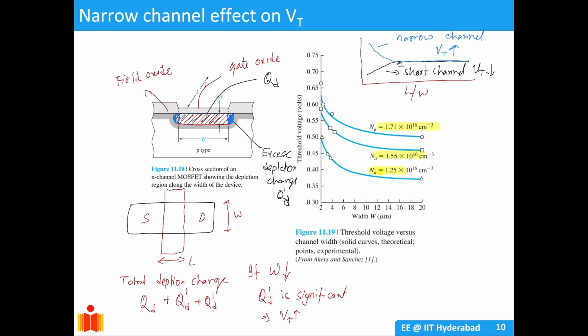So you can see here, for short channel VT decreases, for narrow channel VT increases. You can see here that as the width reduces, the threshold voltage is increasing for different substrate dopings.